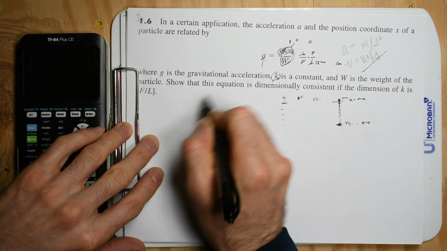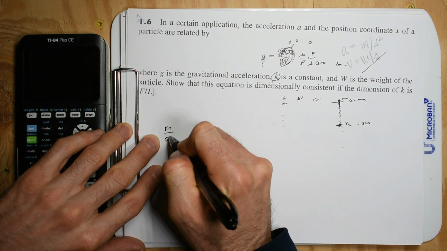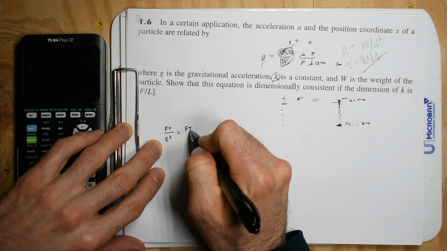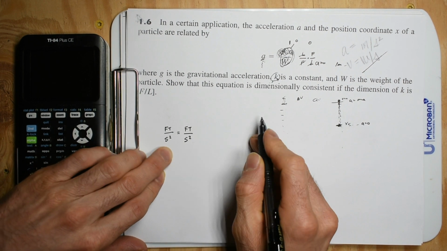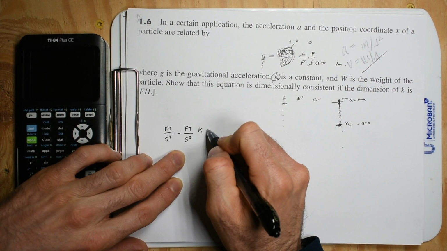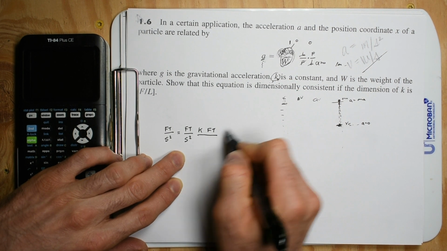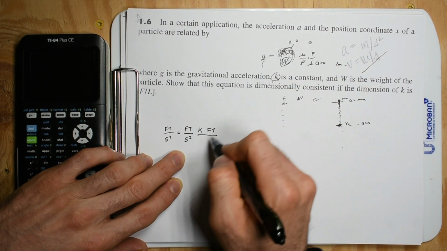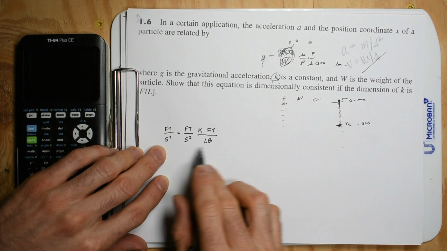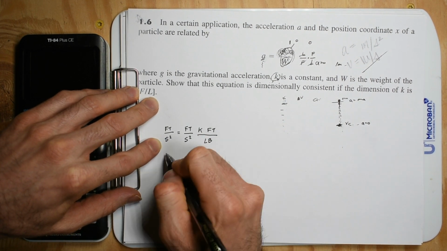Now, let's just do it another way. Acceleration is feet per second squared. That's going to be equal to gravitational acceleration, feet per second squared, times this k, we don't know k, times this distance, let's just say it's in feet, and now divided all by weight in pounds. Now let's just start adding things up on both sides. Let's just do it one more time.